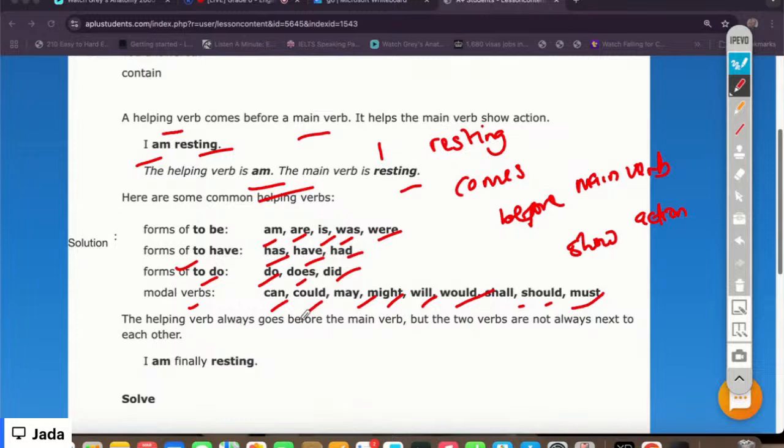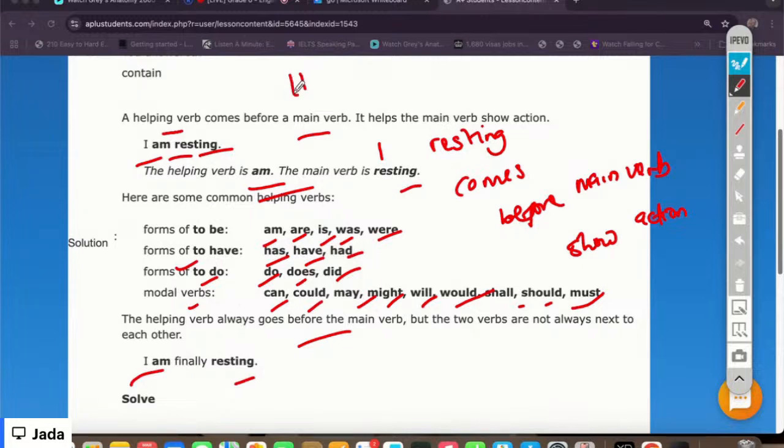The helping verb always goes before the main verb, but the two verbs are not always next to each other, like in I am resting here. So it's like saying, I am finally resting. They're not next to each other, but the helping verb always goes first.